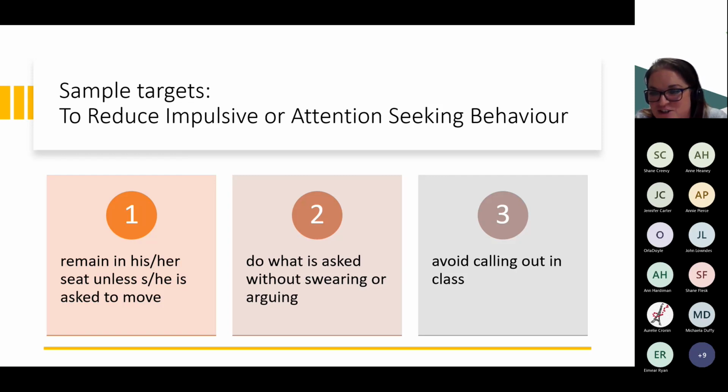So again, I just took these, it was a snapshot from some behaviour for learning materials. So to remain in his or her seat until asked to be moved, to do what's asked without swearing or arguing, and avoid calling out in class. So again, these students may apply to many students who have an assessed need or have no assessed need at all. They could be attending support through the mainstream SENCO, the special class coordinator or the BFL. What can you do in your class to help them achieve these targets?